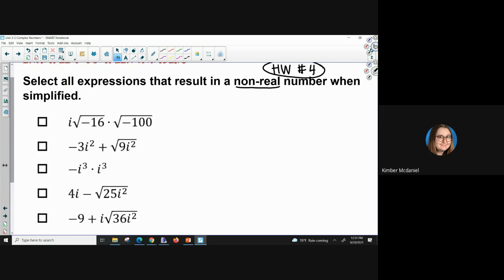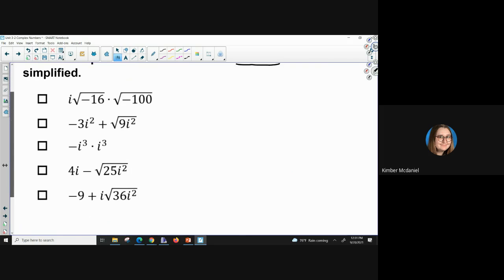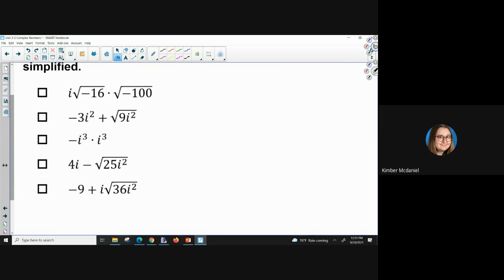Now, a lot of times students look at these types of problems and they get extremely overwhelmed. But you know my strategy. Take it answer choice by answer choice. If you work on it answer choice by answer choice, that makes it a little bit easier. So I'm going to do these in different colors so that the people watching the video and getting the notes can see this. Let's start with the first one: i times square root of negative 16 times square root of negative 100.